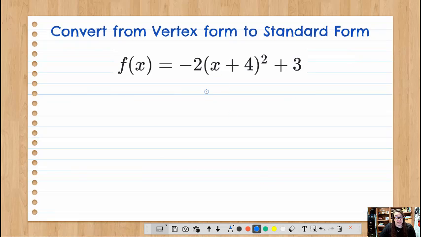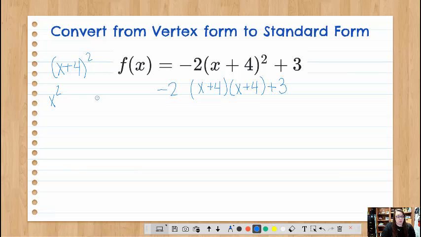On this one, like we said, the first thing we do is get rid of the squared, so I'm going to FOIL it. There is a shortcut in this part that I want to mention. When you have a quantity squared, what you can do is square the first thing, square the last thing, and then multiply these two. 4 times x is 4x, and multiply it by 2 to get 8x. That's the shortcut. So again, square the first, square the last, multiply the two, and then double it.